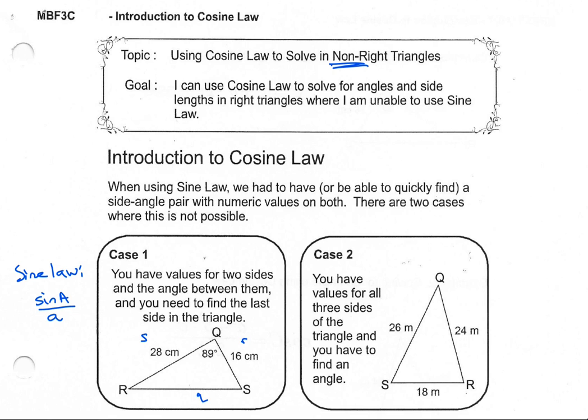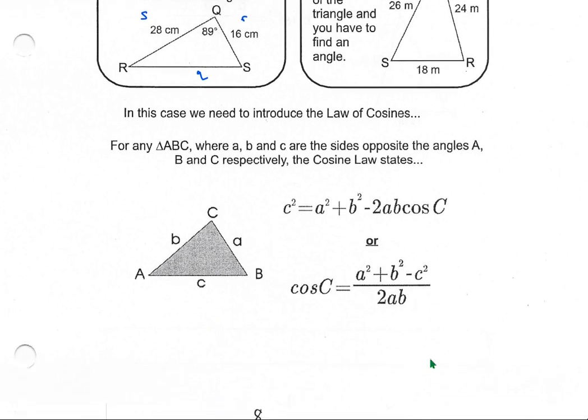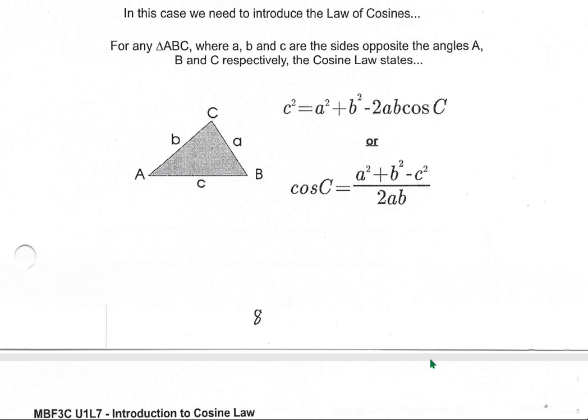Look at case 2. There are no angles given. So for sure we don't have a pair of an angle and a side across from it because we don't have any angles. So in these two cases, we can't use the sine law. So the cosine law is just another formula that looks like this. It looks pretty complicated, but really we're just going to put numbers into the formula and use our calculator.